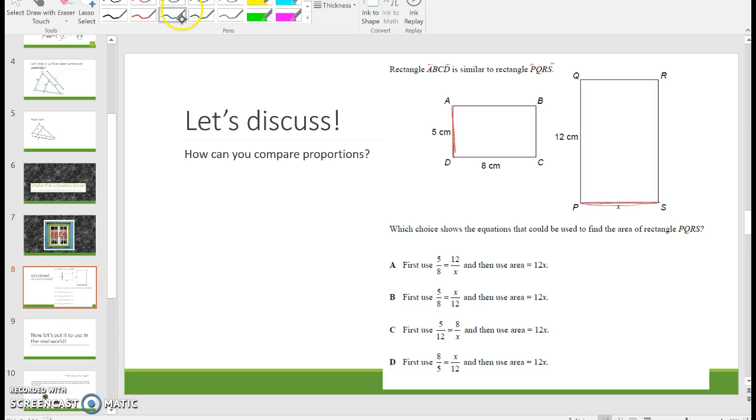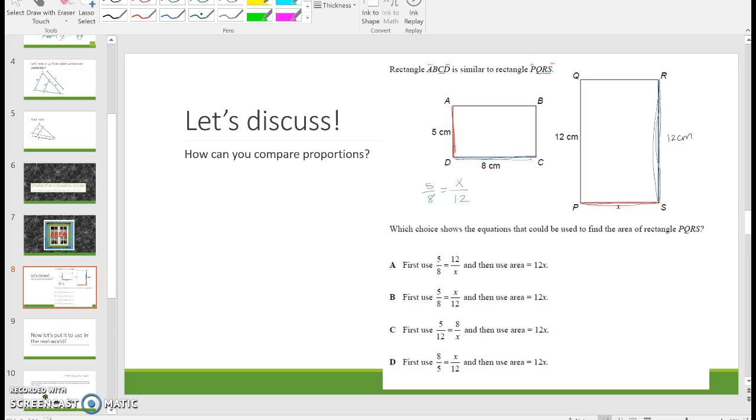And then I have DC and RS. That's the other side of a rectangle, right? So that means this is going to be 12 as well. Okay, so I'm going to go ahead and set up my own proportion. So I'm going to say 5/8 equals x over 12. I have to do red first. X over 12, okay?